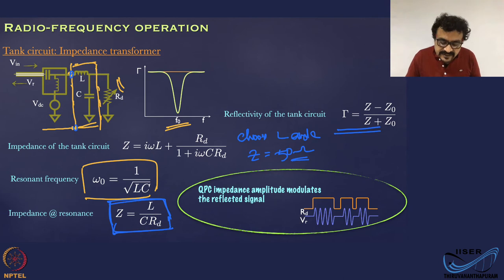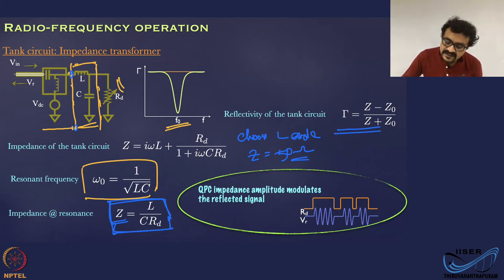Then what you're seeing here is that the impedance Z is a function of the reverse resistance RD. So any change in RD is going to change Z, the impedance of the whole tank circuit here, and the reflected power will also change accordingly, because reflected power will be zero when Z is Z zero, but any small variation in the reflected power driven by variation in the RD will show up in the gamma measurement or the reflected power measurement.